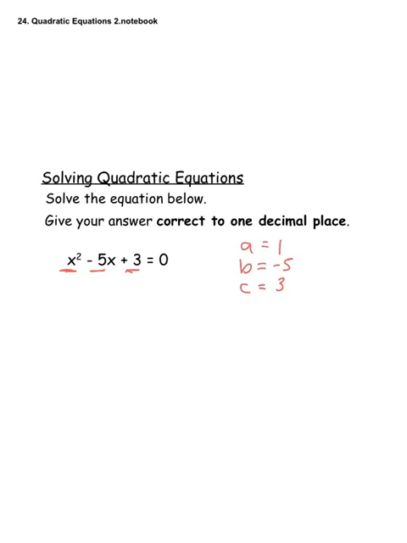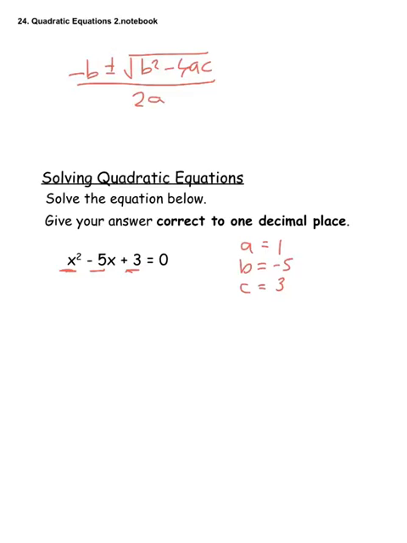Okay, after that we can put our values into this formula I'm going to show at the top here. It's minus b plus or minus the square root of b squared minus 4ac, all divided by 2a.